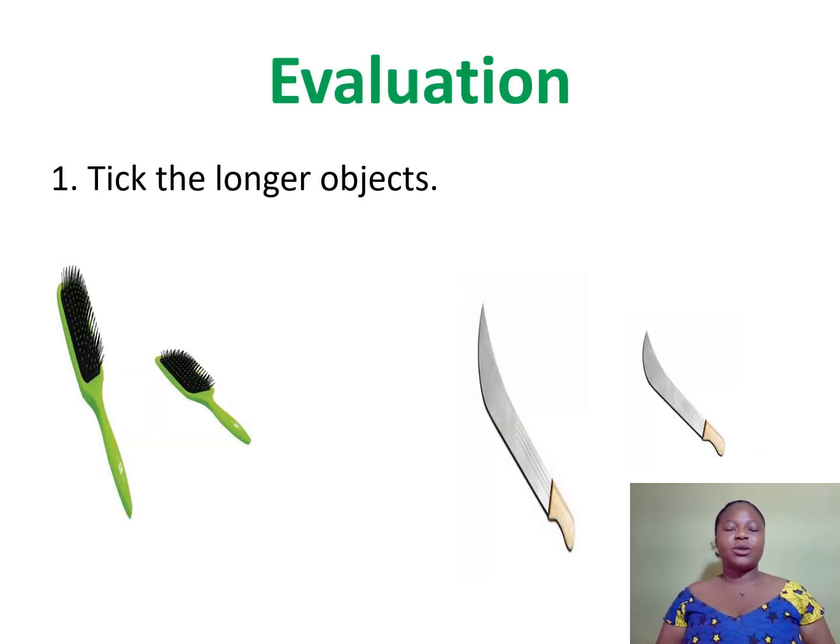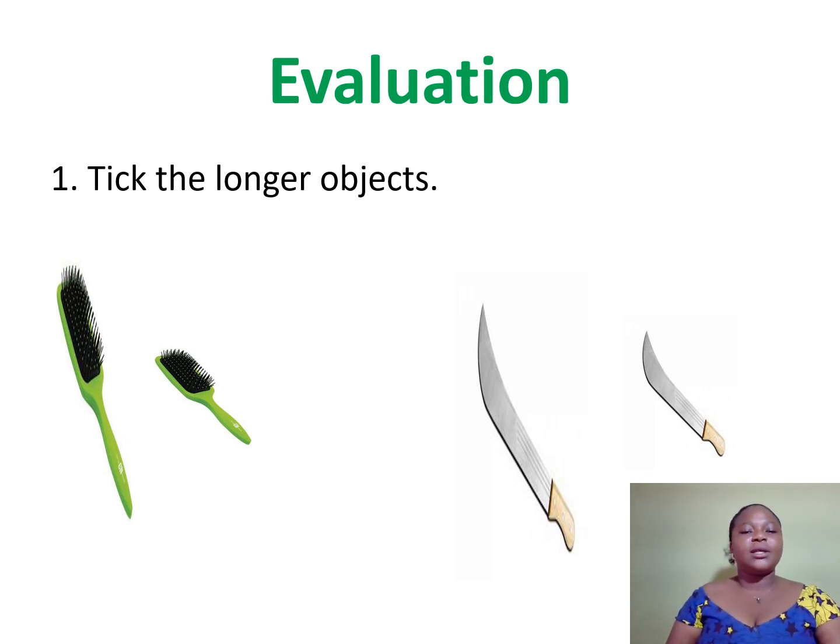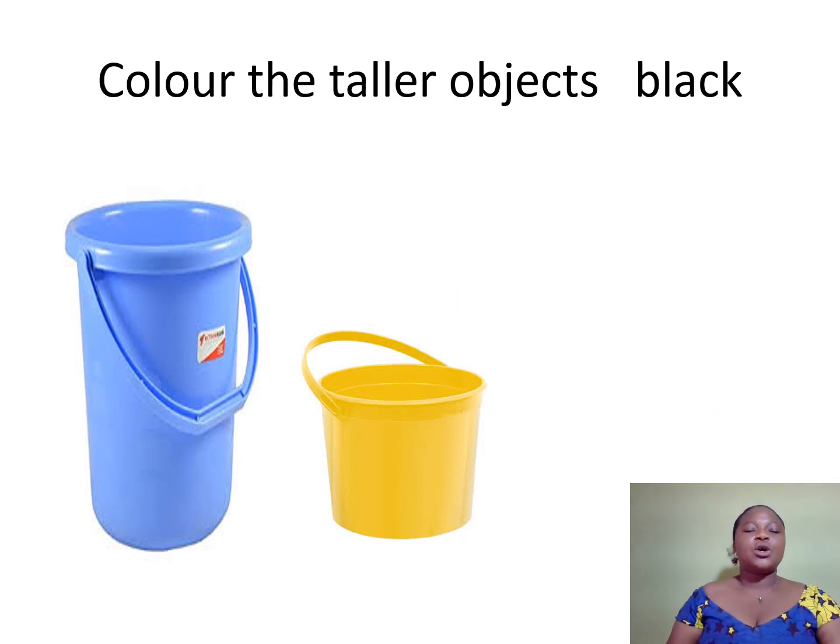Evaluation. We are going to take the longer objects. Here there are some objects here. We have a comb and cutlass. So we have 4 objects here. The one that you think it's longer, we are going to take it as we did it in our previous slide. Okay? So the longer objects, you are going to take them. So take the longer objects. I hope you are following. Good.